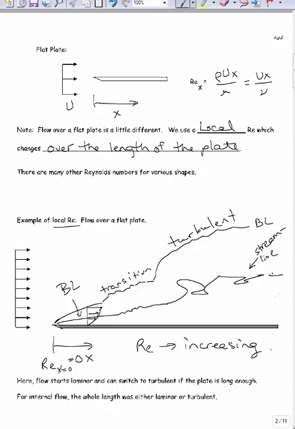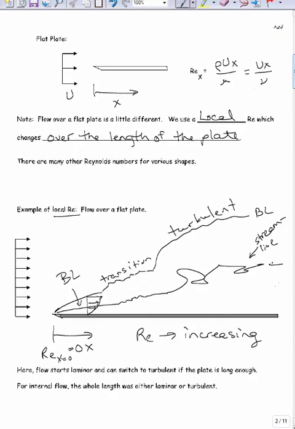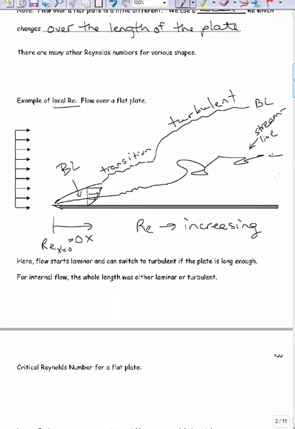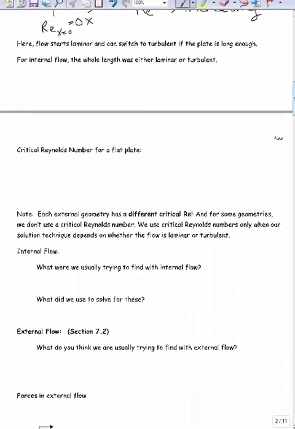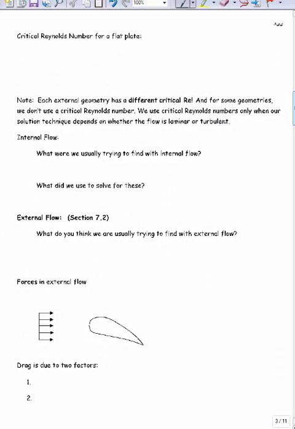Okay, so always going to start laminar. Unless you try to make it turbulent on purpose, it's going to start laminar, and eventually, if the plate's long enough, it'll go to turbulent. So it's different from internal flow, where it was all laminar or turbulent along the whole length. Okay, so critical Reynolds number meaning where it's going to transition from laminar to turbulent. For a flat plate, that is approximately 5 times 10 to the 5th. So that's what we're going to use as our critical Reynolds number.